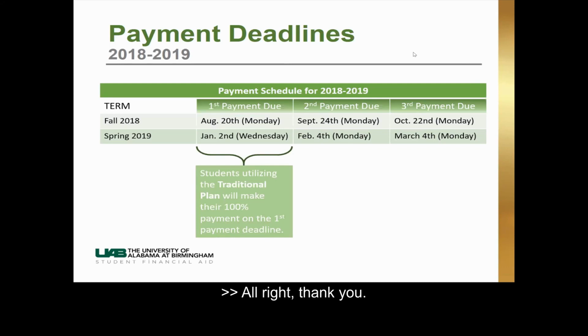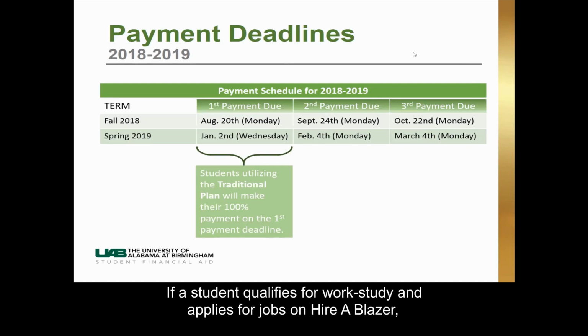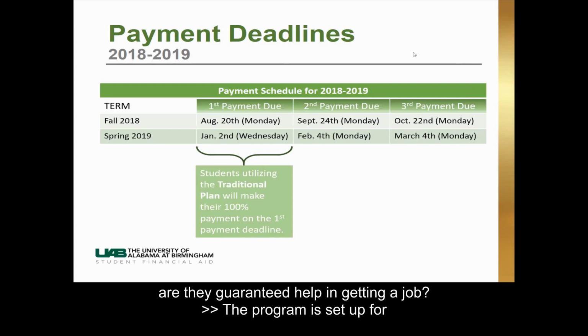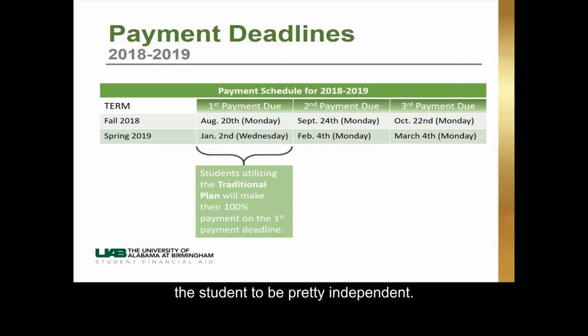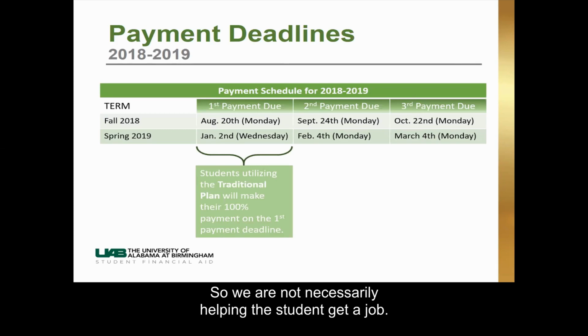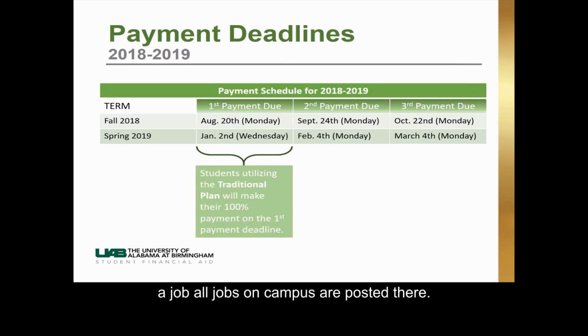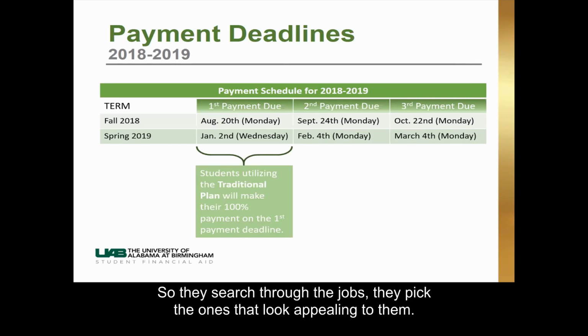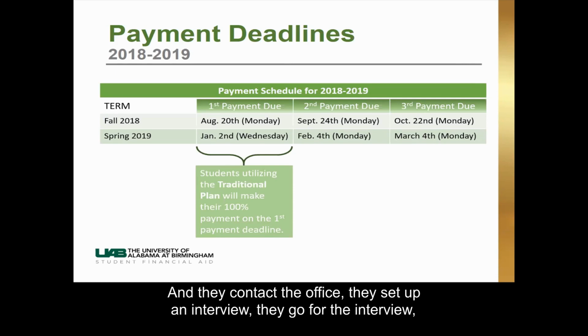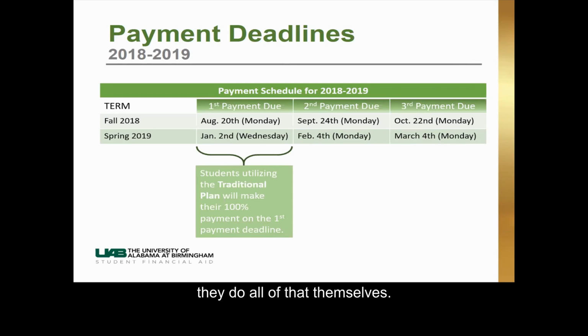Thank you. If a student qualifies for work study and applies for jobs on Hire a Blazer, are they guaranteed help in getting a job? The program is set up for the student to be pretty independent. So we are not necessarily helping the student get a job. The Hire a Blazer portal is for them to look for a job. All jobs on campus are posted there. So they search through the jobs, they pick the ones that look appealing to them, and they contact the office, they set up an interview, they go for the interview, they do all of that themselves.